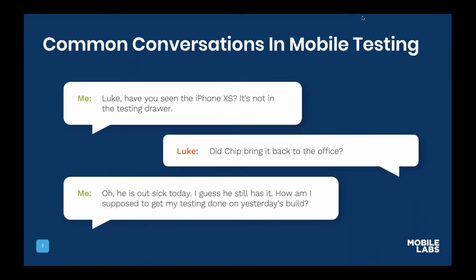Or I'm asking Luke if he's seen the iPhone XS. It's not in the testing drawer. Luke is saying Chip has it. Did he bring it back to the office? And I'm realizing that Chip is out sick today, and he still has it. So how am I supposed to test the iPhone XS with the latest build for my testing?